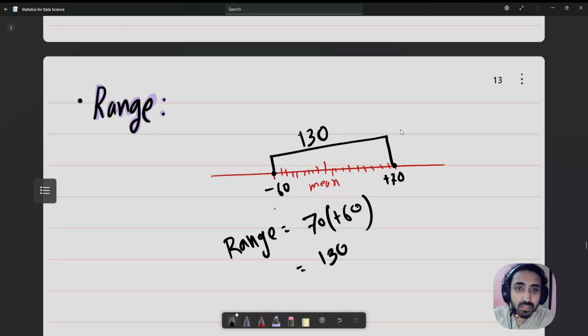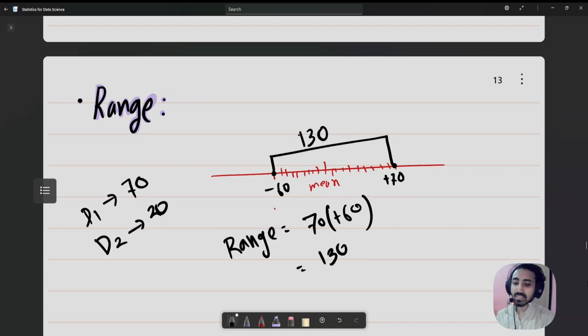Let's say the range of one data set is 70 and range of another data set is 20. So we can say dataset 2's data are closer to the mean, as dataset 2 is spread within only 20 units and dataset 1's data are spread within 70 units. So that is why dataset 2 is closer to the mean.